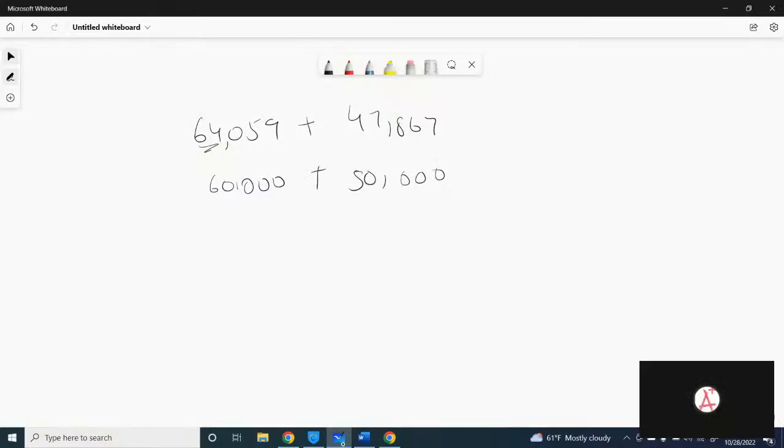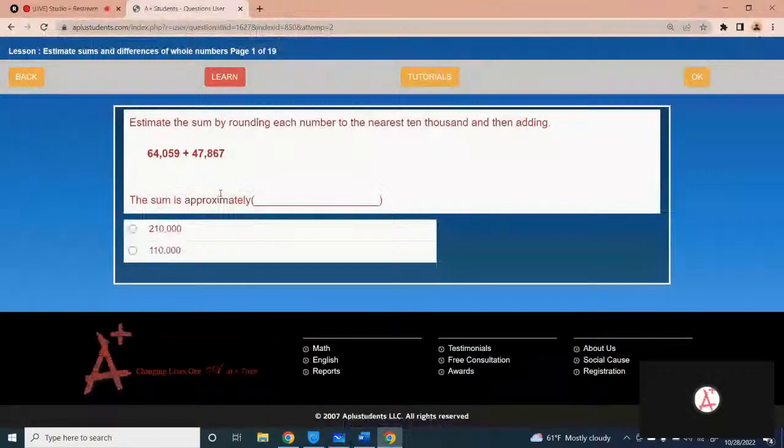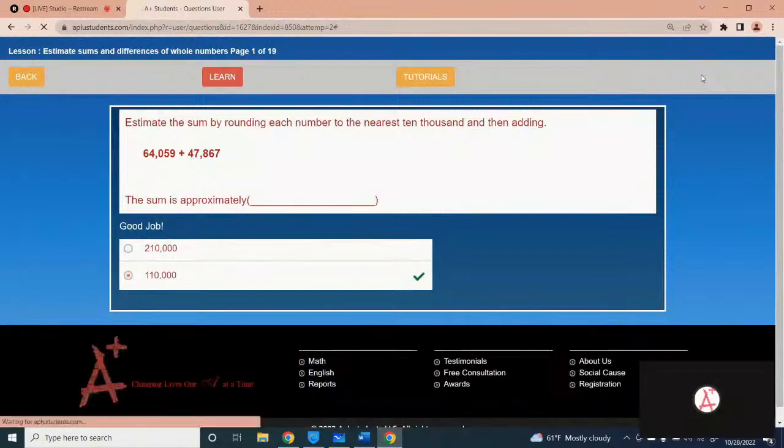Now just add them. 5 and 6 is 11, so it would be 110,000. Got it? The second option is the correct one. Just select the correct option and click on the OK button. Okay, the next one is, just select the correct option, 110,000. So the correct option is 110,000 and then click on the OK button.